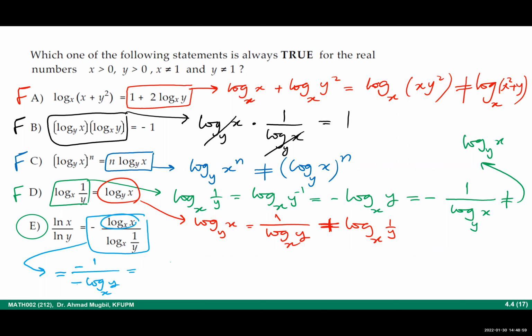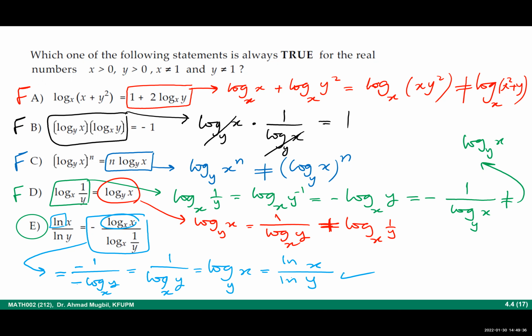You have 1 over log x of what? What is this? This is log y of x. Is it ln x over ln y? How to show that? By the change of base formula. Your base is y. You want to change it to be what? To be e, to be ln. So it will be log e, which is ln, over log e, which is ln. You will write here the same argument and here the old base. And it is equal to the right-hand side. True.